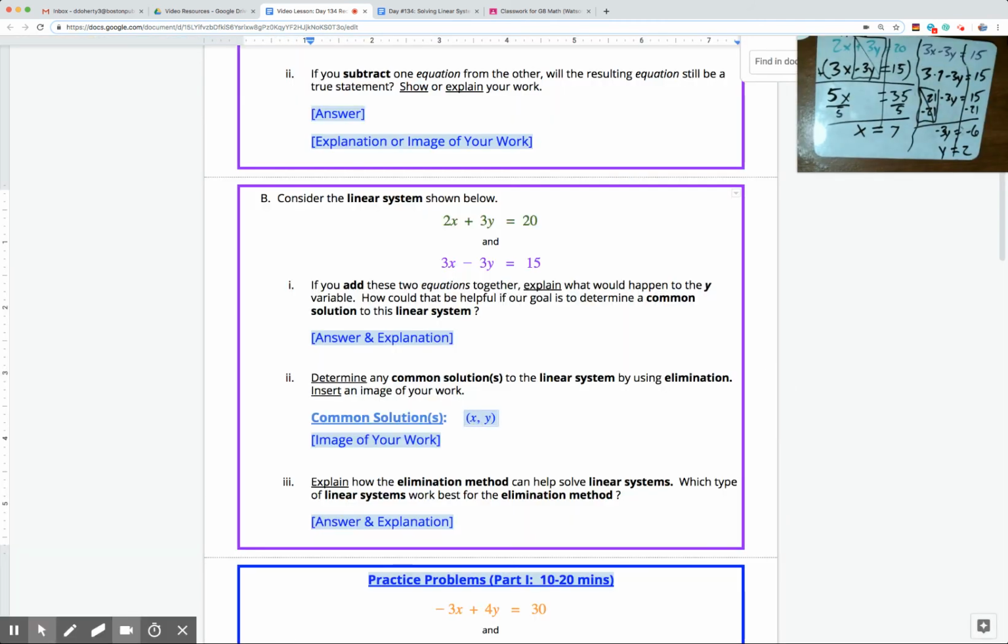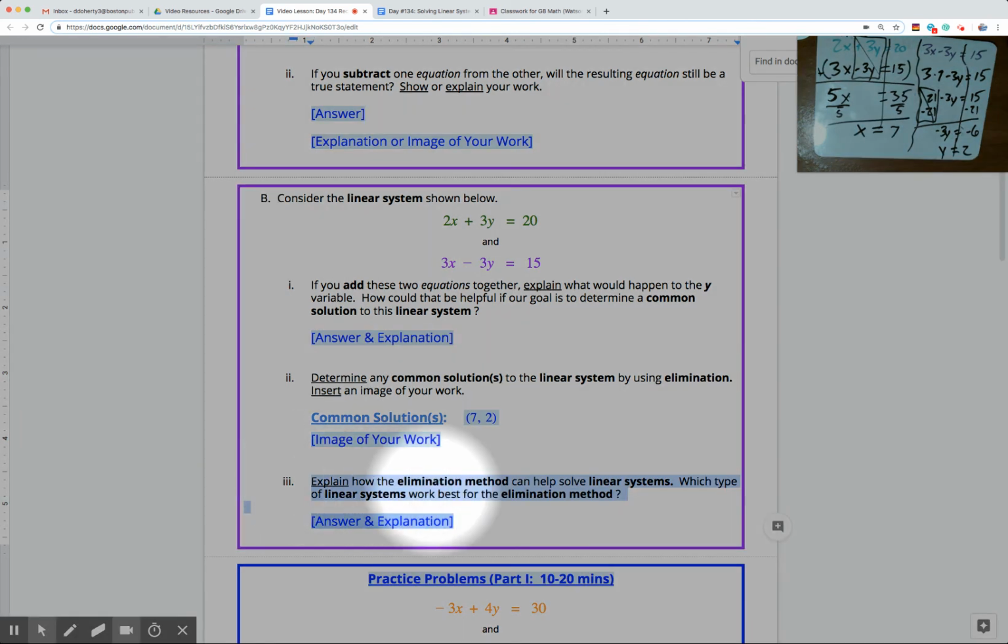So you'd go ahead and plug in that for your common solution. X was 7, y is 2. Insert an image of your work similar to what I was doing there on my whiteboard. Part 3, which you're going to do on your own, says to explain how the elimination method can help solve linear systems and to think about which types of linear systems work best for this elimination method. So think about how it worked here, the mechanism, what happened to the equations, and why this type of system was a really good system to use for elimination.